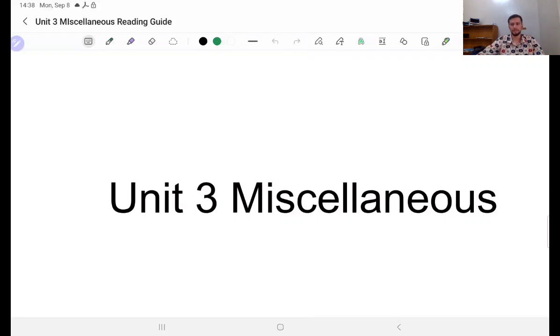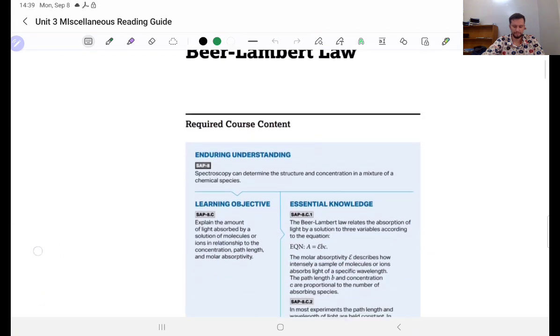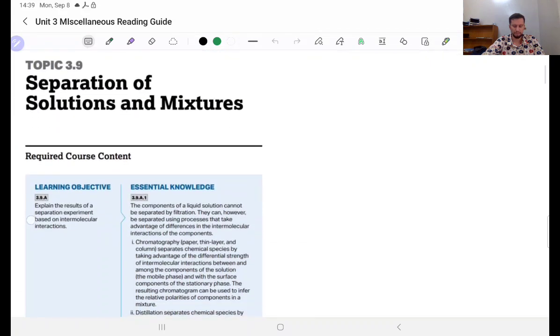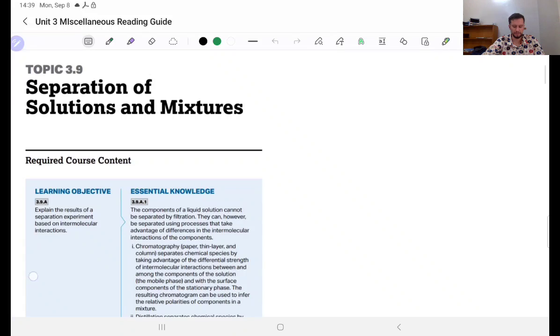So, in Unit 3 Miscellaneous, we're going to focus on some of the topics at the back end of Unit 3 that we will definitely cover pretty substantially in a few labs, at least one or two, but are not a huge part of the reading in the book. And so we kind of have to address them separately from any chapter. And so this is the Beer-Lambert law, and then separations of solutions and mixtures.